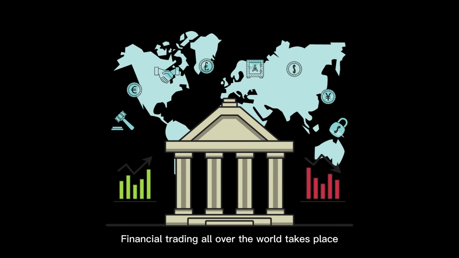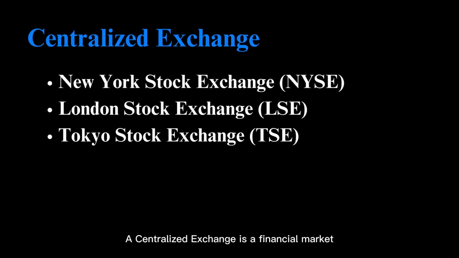Financial trading all over the world takes place, either through a regulated centralized exchange or over-the-counter. A centralized exchange is a financial market where all orders are routed through a single central platform. Examples include the New York Stock Exchange, the London Stock Exchange, and the Tokyo Stock Exchange. In centralized exchanges, trading takes place in a regulated and standardized environment, with all trades going through a clearinghouse. This provides greater transparency and reduces the risk of counterparty default.